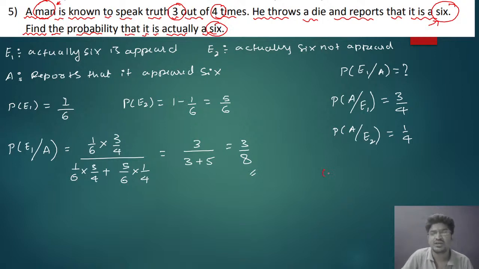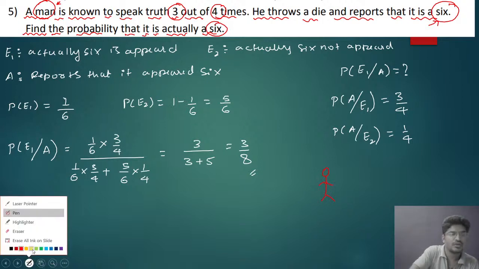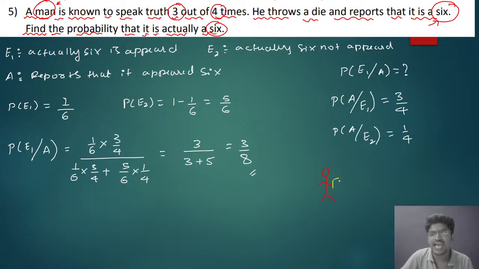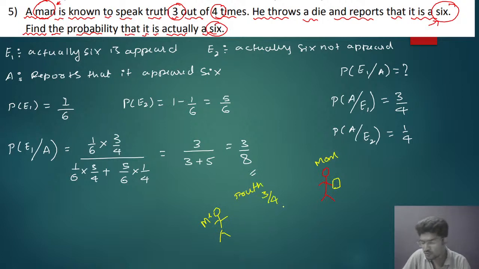That is, there is a man. He has a dice in his hand. Now I know that this is me. Okay. This is the man. Clear? I know that he speaks truth. He speaks truth 3 out of 4 times.